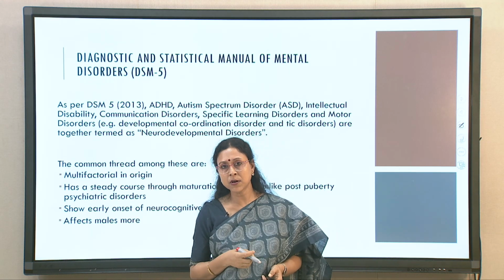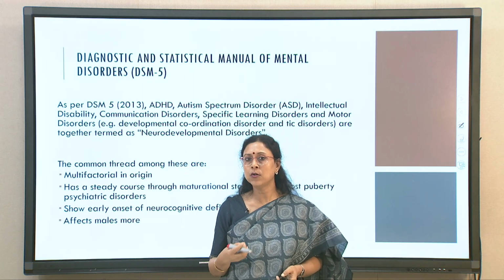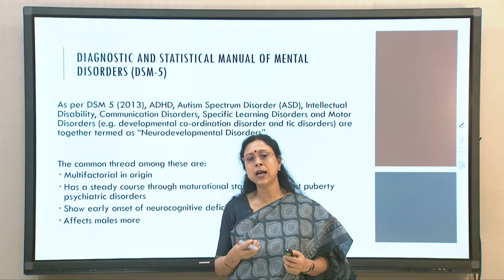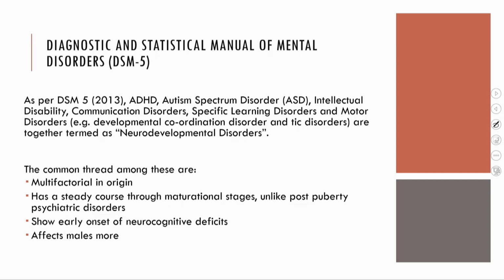So, typically the common thread among all of them is, though when we define, we say that neurodevelopmental disorders include all of this. However, as we go ahead, we will see that because there is a lot of overlap of symptoms as well as cognitive deficits among many of these disorders, it is not very easy to make an airtight compartment between, let us say, autism spectrum disorder and ADHD. That kind of a thing. So, there are many interlaced factors that are responsible, as a result of which one of the most common threads among these is that they are multifactorial in origin, and have a steady course through maturational stages, unlike post puberty psychiatric disorders. So, there is a steady course. So, there are stages through which these disorders will develop. Post puberty psychiatric disorders are a different kind of disorder which we are not talking about here.